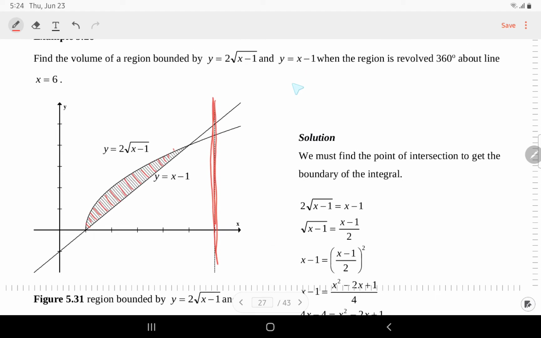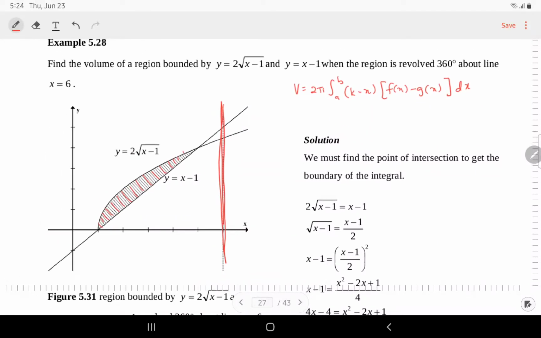Okay, so saya salin balik formula dia. 5.10 V equals 2 pi integral A to B of K minus X, Fx minus Gx dx. Okay, so this time our K is 6 dekat sini, sebab kita punya axis of revolution X equal to 6. So our K is 6. 6 minus X lah dekat sini.